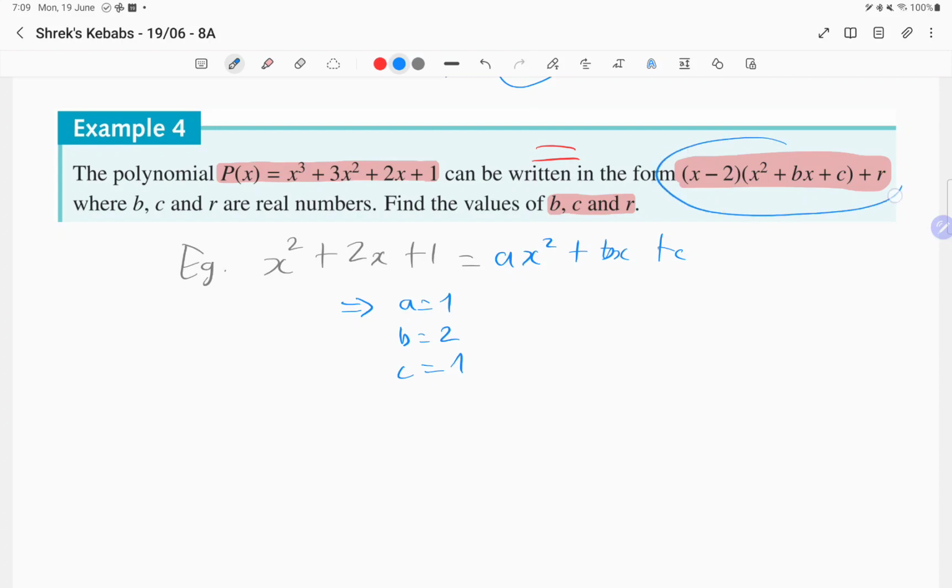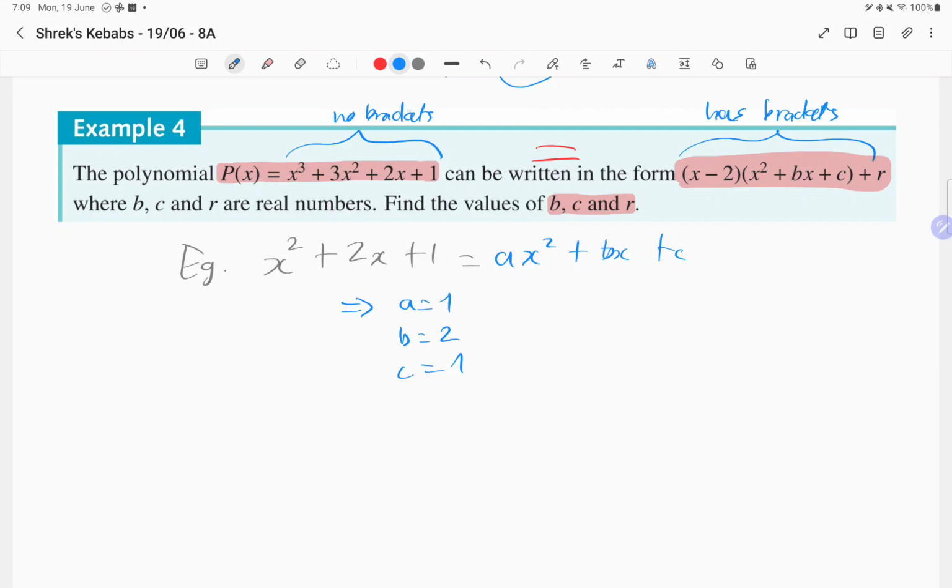But look at this one here. At the moment, this one is not in the same form as this one, right? In this one here, P(x), there are no brackets, but this one has brackets. So you want to convert them both into the same form so you can compare the coefficients.